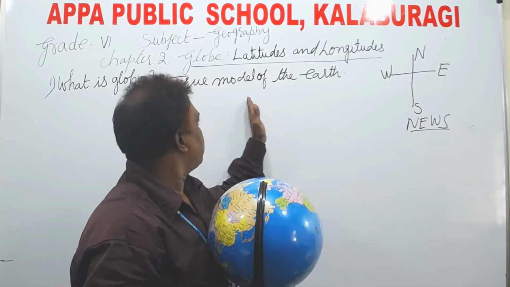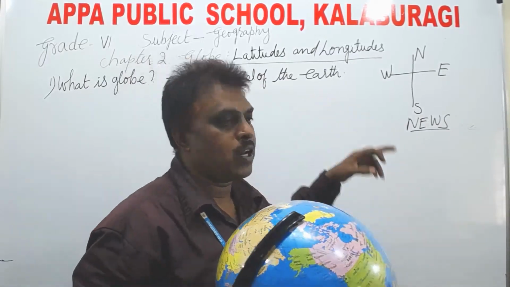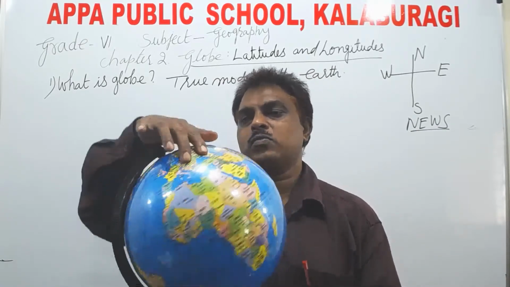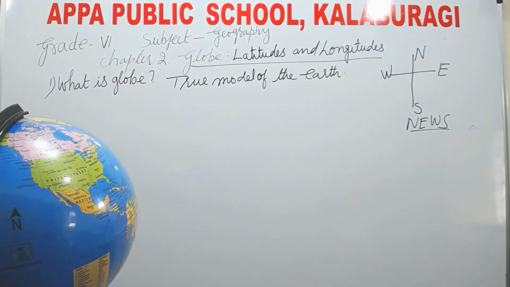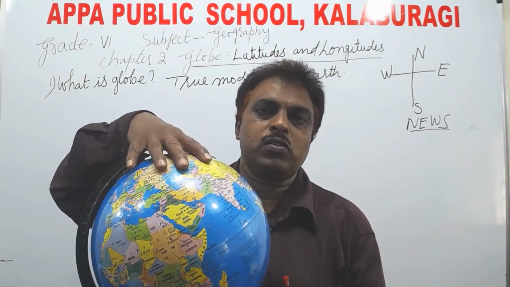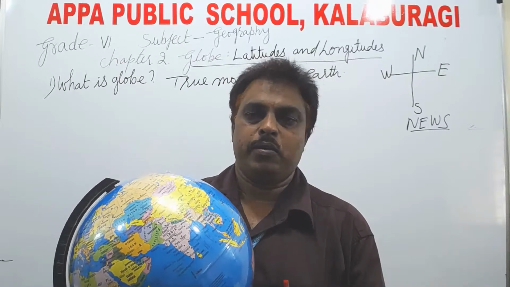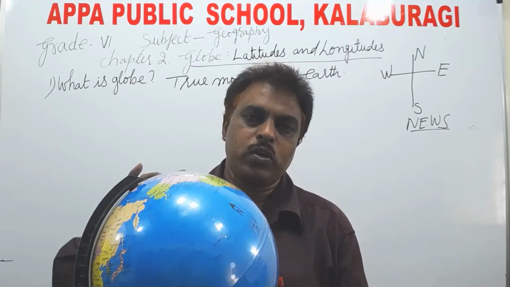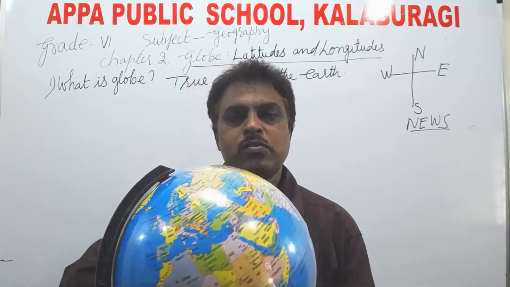This is a globe. What is a globe? A globe is a true model of the earth. The earth will be like this. We can learn about the countries, the continents, and the oceans and seas on the globe. We can also learn how much time it takes the globe to rotate itself, and how day and night come about. All these things we learn today.